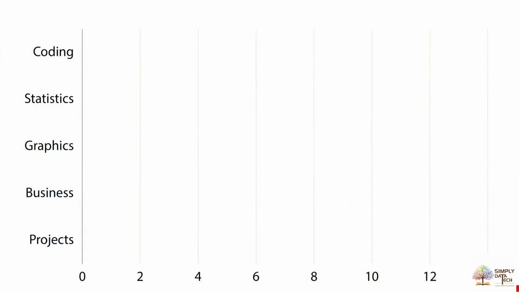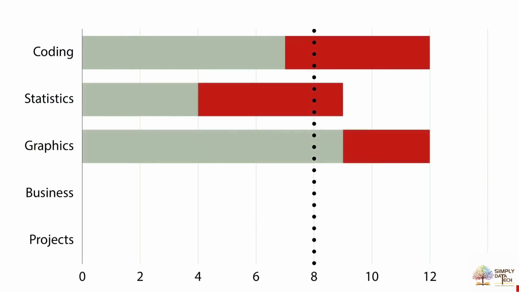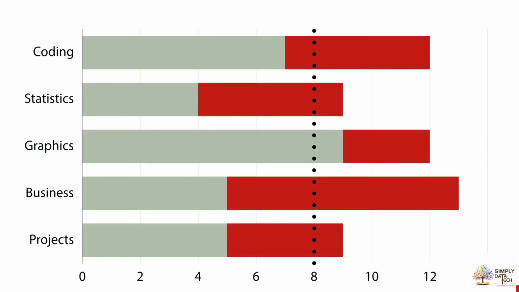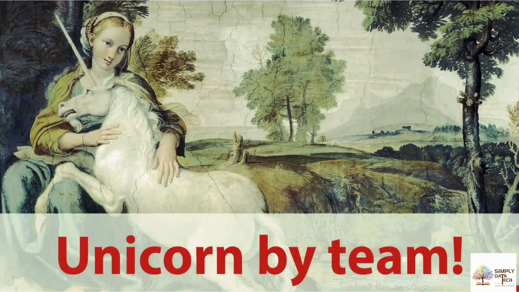So let's take our two fictional people, Otto and Lucy, and we can put together their abilities. Now I actually have to change the scale here a little bit to accommodate the both of them, but our criterion still is at 8. We need a level of 8 in order to do the project competently. And if we combine them, oh look, coding's now past 8. Statistics is past 8. Graphics is way past. Business, way past. And then the projects, there too. And so when we combine their skills, we are able to get the level that we need for everything. Or to put it another way, we have now created a unicorn by team. And that makes it possible to do the data science project.